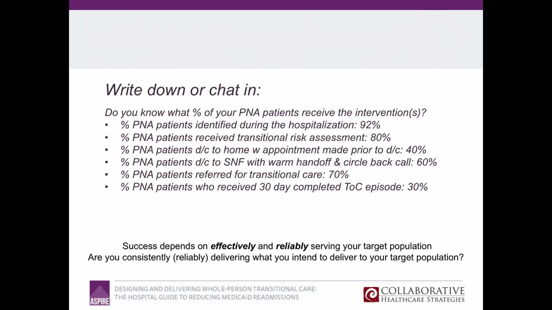So this is all not to overly complicate the issue, but each one of these bullet points, you could really spend a little bit of team time saying, this is what we're doing. How do we know how consistently and reliably this part of the process is? So what percent of your pneumonia patients do you identify during the hospitalization? What percent of pneumonia patients received a risk assessment? What percent of your pneumonia patients who were discharged to home had that appointment made before discharge? It's one thing to try to do it. It's another thing to know that you did it, et cetera.